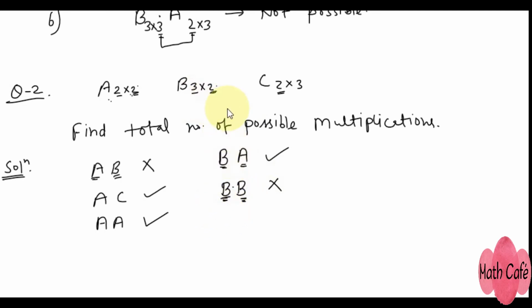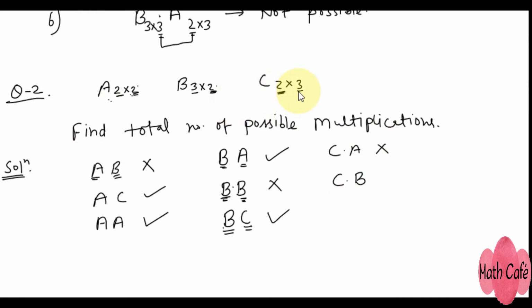Alright, we will see whether multiplication BC is possible or not. The number of columns in matrix B should be equal to the number of rows in matrix C. The number of columns in matrix B is 2 and the number of rows in matrix C is 2. So this multiplication is possible. So let's proceed with C multiplied by A. The number of columns in matrix C is 3 and the number of rows in matrix A is 2. So this multiplication is not possible. We will see whether multiplication CB is possible or not.